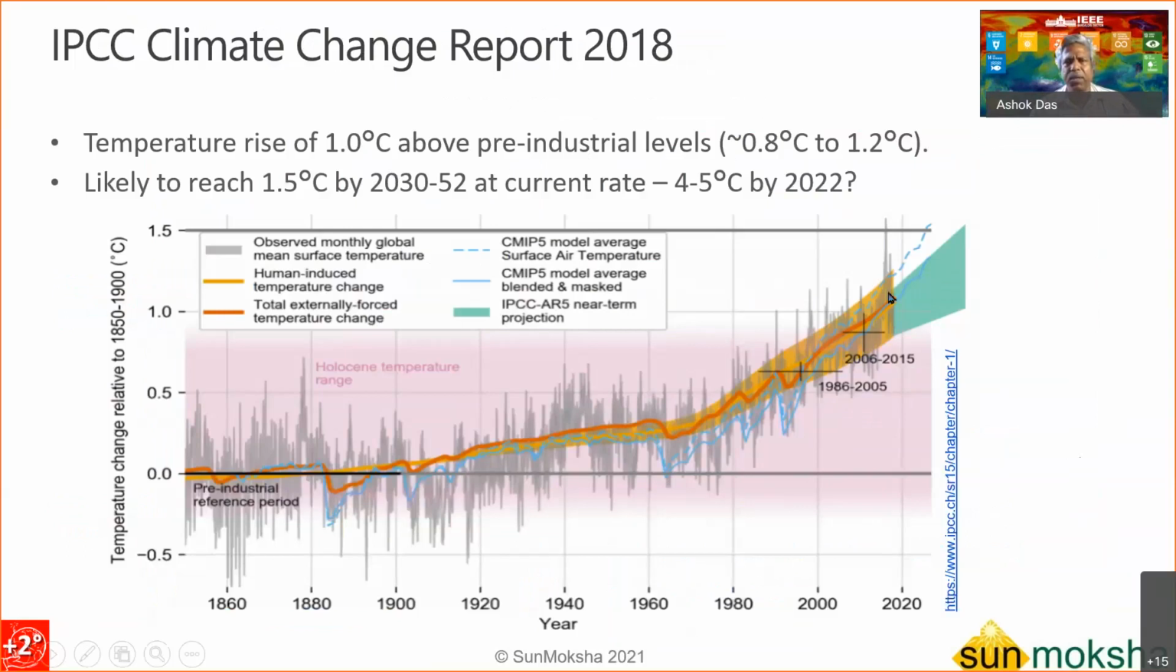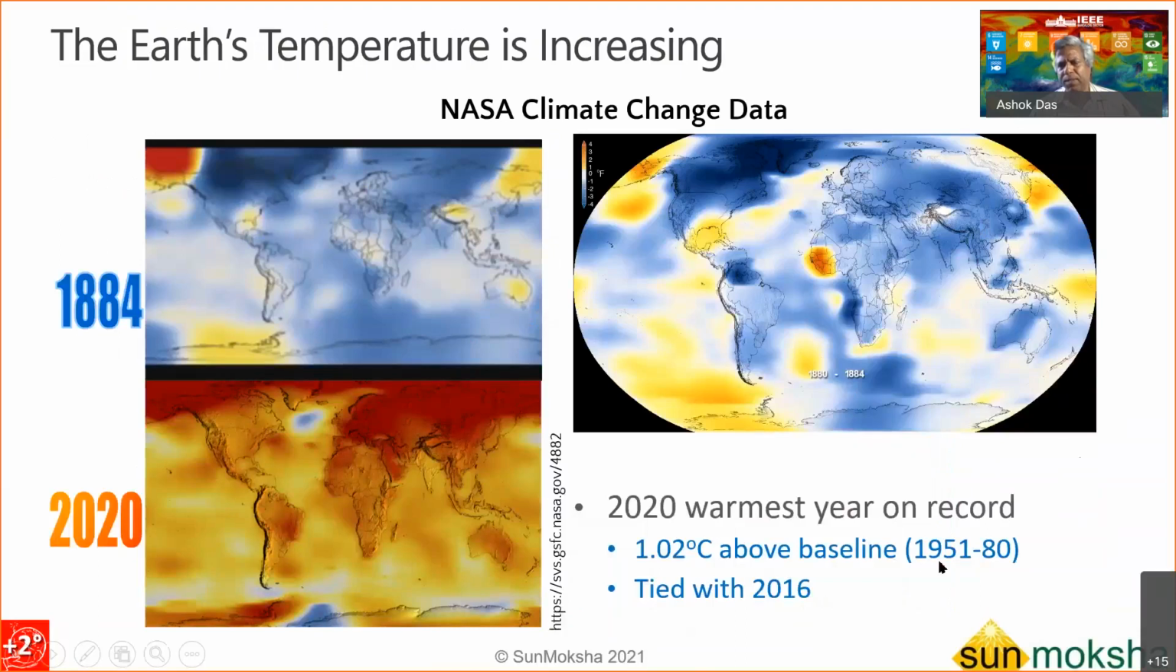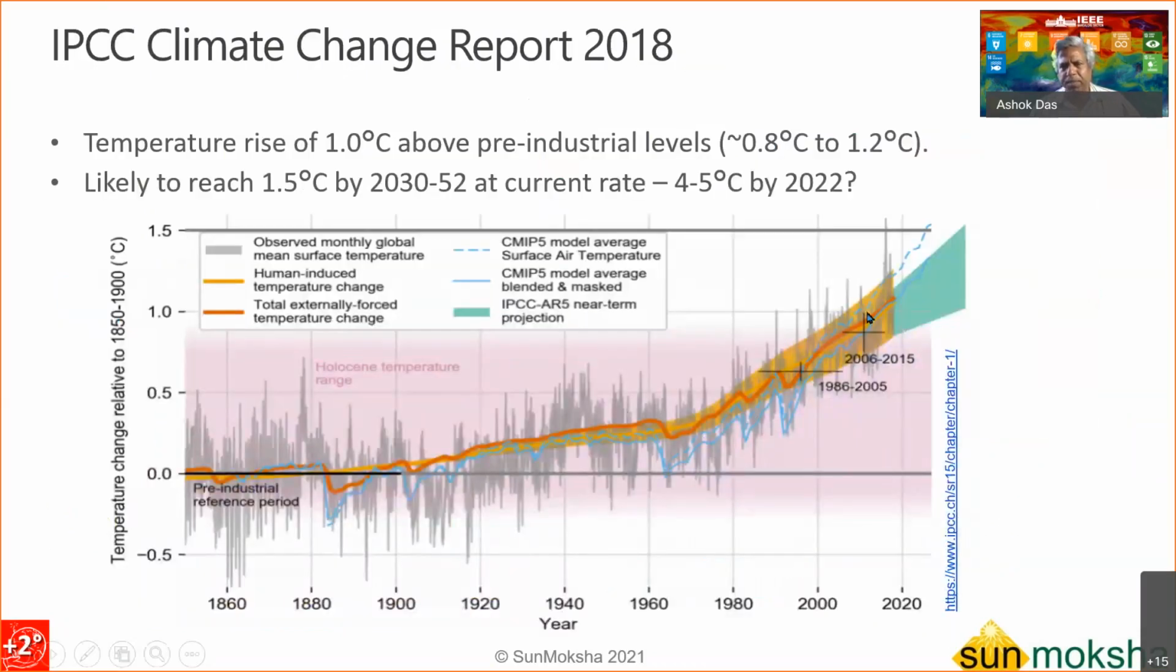So as you may have seen, the baseline is 1950 to 80. So that is the pre-industrial. After 80, the industrialization started at a very rapid pace. So you can see the pace of rise from the 1980s to 2000 is almost 5 to 10 times what it used to be before that. At this pace, it is likely to reach 1.5 by 2050, and almost 4 to 5 by 2200. Okay, so but what will all this lead to?